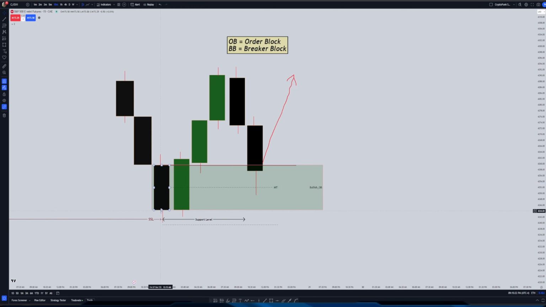When there is a downwards move towards a support level or a sell side liquidity or a fair value gap, or a bullish fair value gap I should say, or maybe a bullish inversion fair value gap, the last down close candle is your order block.